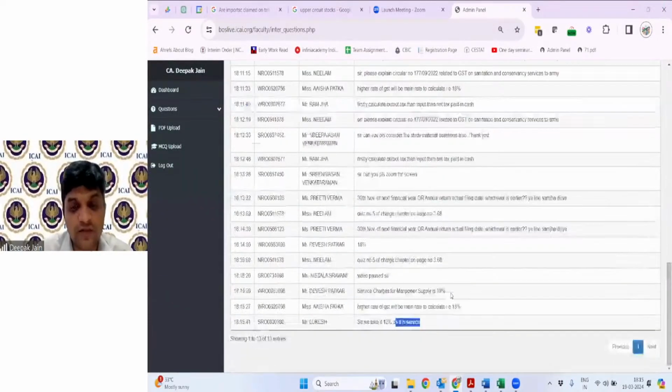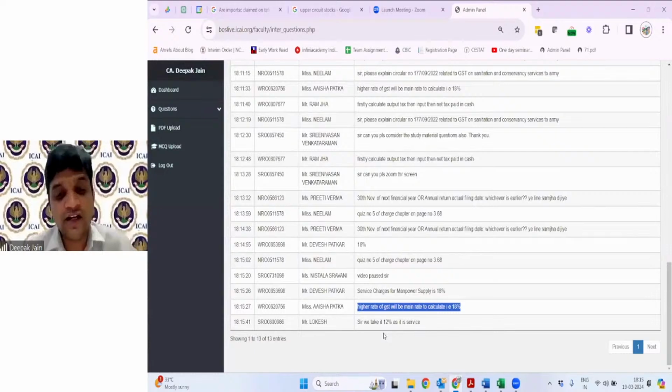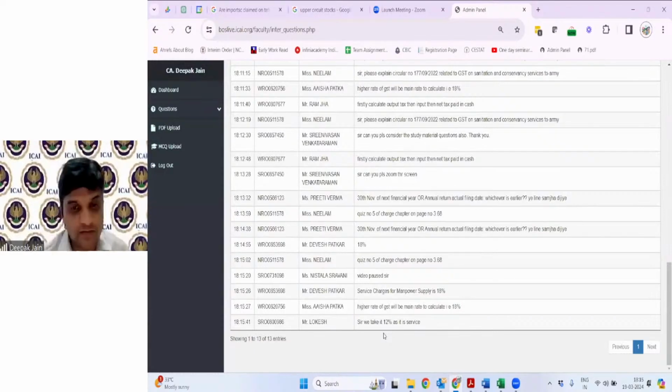Service charge for manpower is at 18%. Higher rate of GST will be the main rate, calculated at 18%. Lokesh is saying it will be taken as 12% as it is service. So what is the correct thing? I need some more answers.